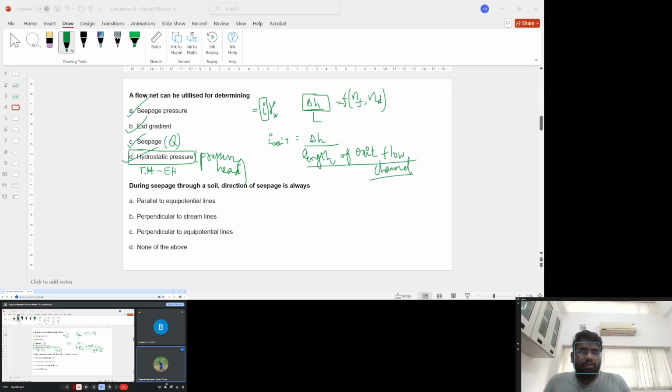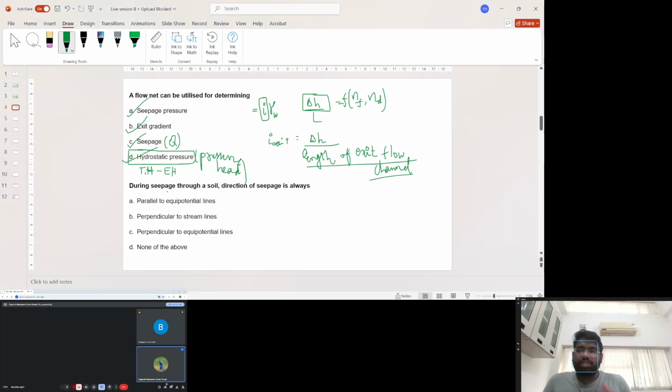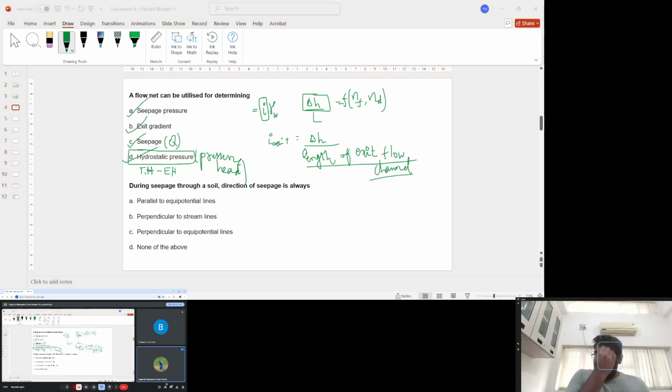All right. Now coming to the next question. During seepage through a soil, the direction of seepage is always: option A parallel to equipotential line, option B perpendicular to streamlines, option C perpendicular to equipotential line, option D none of the above. Any guesses? It's a straightforward answer.